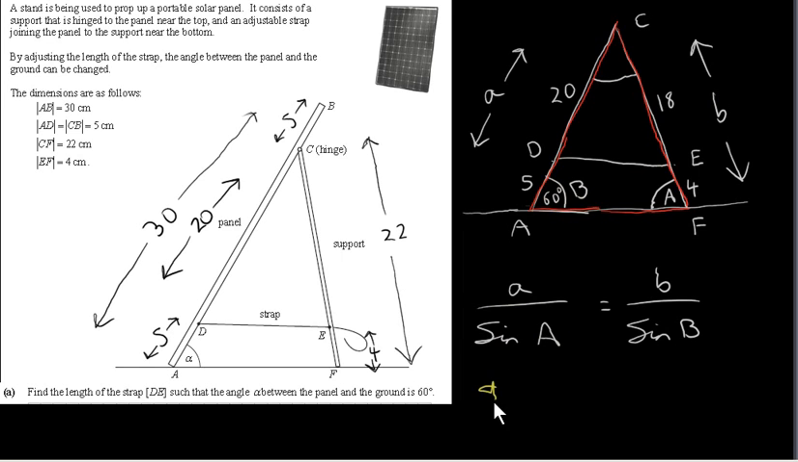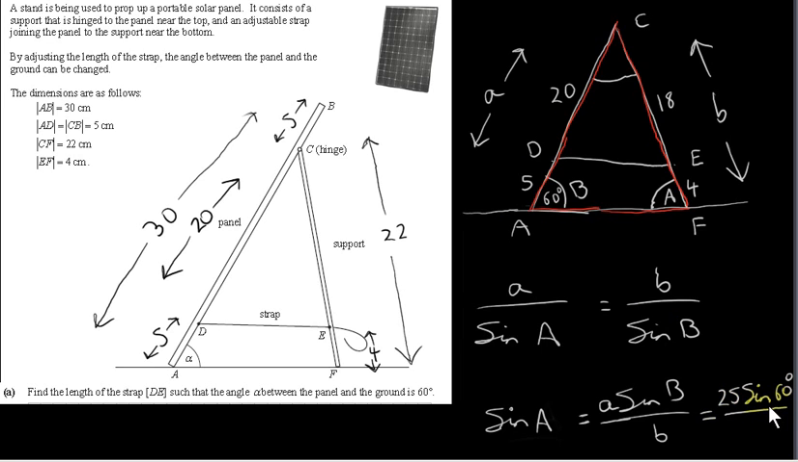Now we want sine of A, so we just rearrange the sine rule. Sine A over a equals sine B over b. Multiply across by a, and we get sine of A equals a sine B over b. So we plug in the values. Well, a is 20 plus 5, which is 25. Angle B is 60 degrees, that's what we want. Small b is 18 plus 4, which is 22.